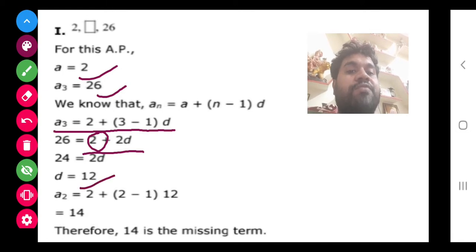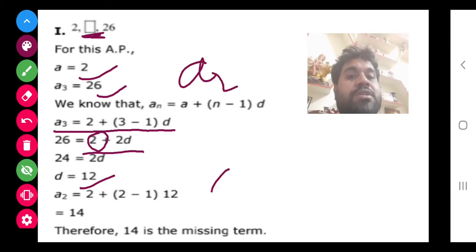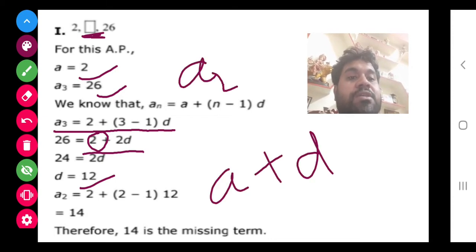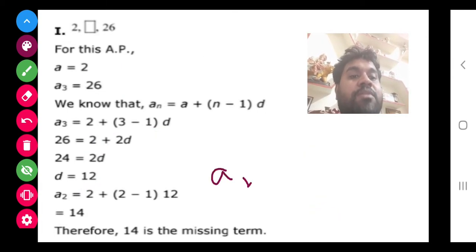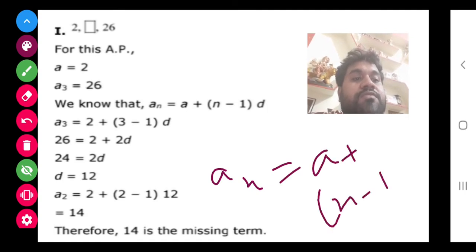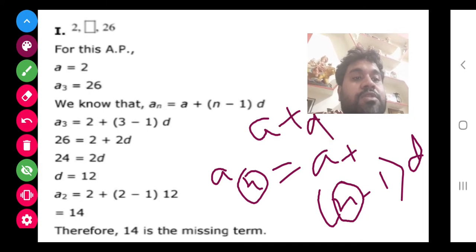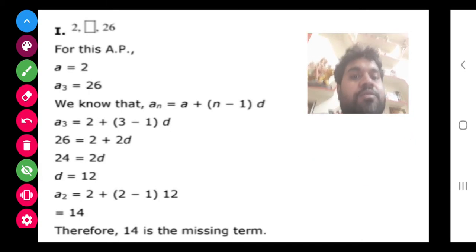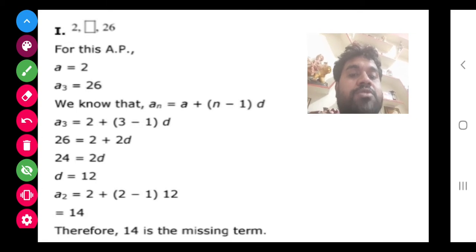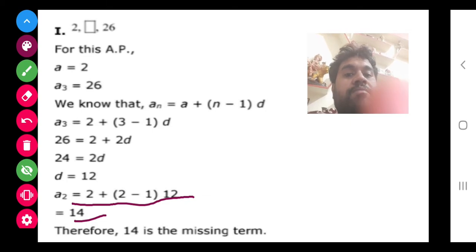After determining d, we have to find out this A2. A2 is a plus d, or if we apply the formula of an, an equals a plus n minus 1 d. If we substitute 2 here, we will get a plus d only. So whatever method you want to use, you can implement. So A2 they have determined here, and finally the answer is 14.